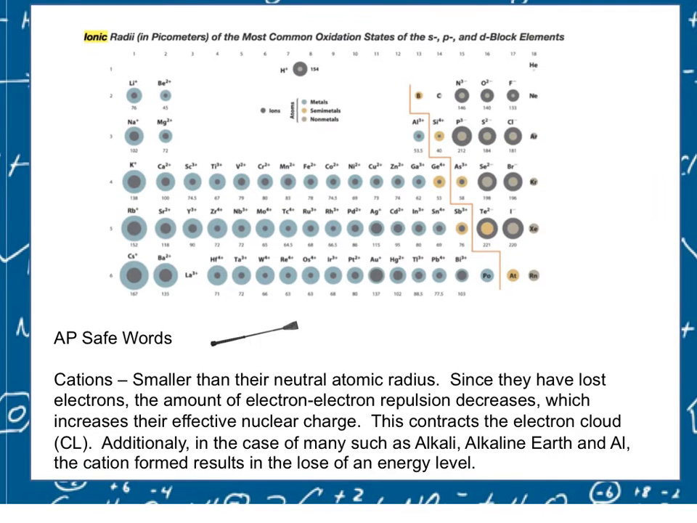If you're forming a cation, you have a metal. Cations are always going to be smaller than their neutral atomic radius. This is because they've lost electrons, but if you leave it there, just saying that they lost electrons, they get smaller, you're not going to get any points. You need to say when they lose electrons, the amount of electron-electron repulsion decreases. This has the effect of increasing the effective nuclear charge. With the more effective nuclear charge, this is going to contract the electron cloud more.